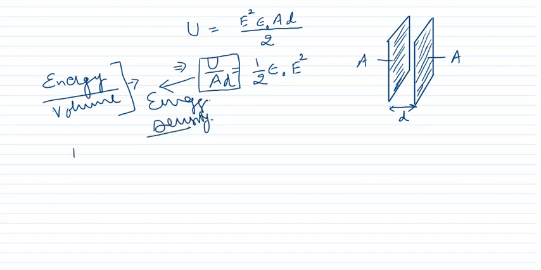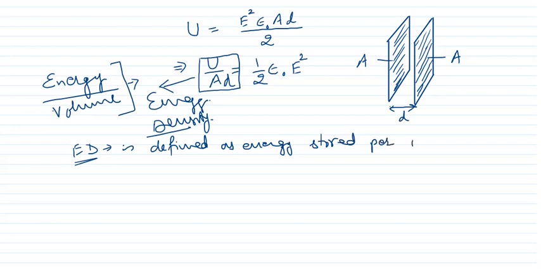So therefore energy density is defined as the energy stored per unit volume. This is called energy density.